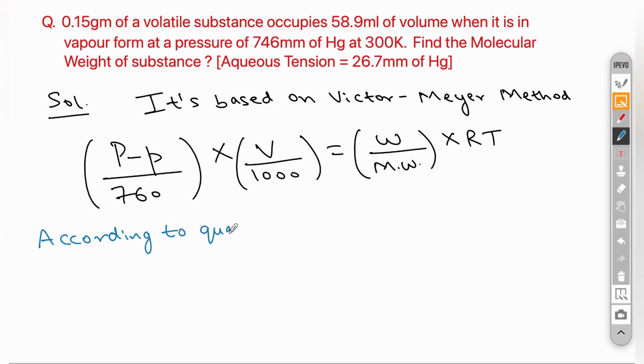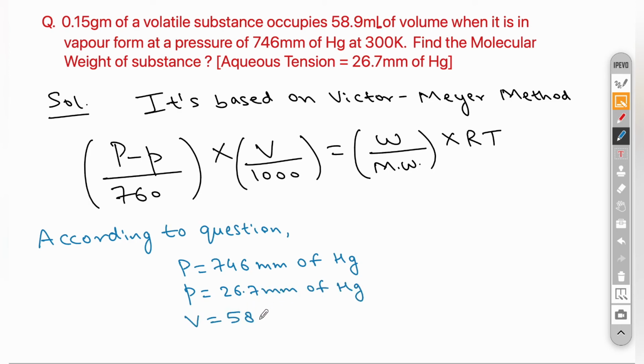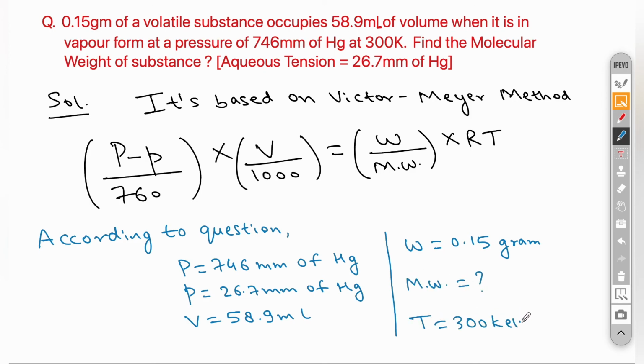Now according to the question, we have capital P is equal to 746 mm of Hg. Small p, which is aqueous tension, we have 26.7 mm of Hg. We have volume as 58.9 milliliters. Weight we have 0.15 gram. And molecular weight we have to find out. Temperature we have 300 Kelvin. The value of R, 0.0821 liter atm per mole Kelvin. Now we'll simply put these values.